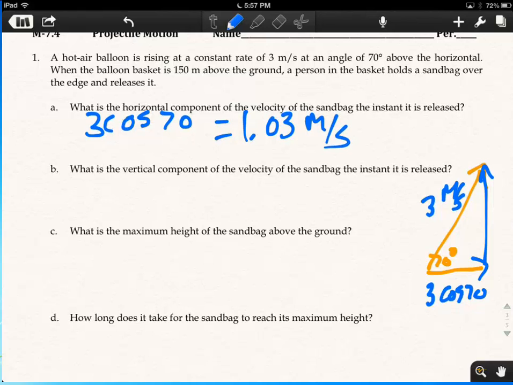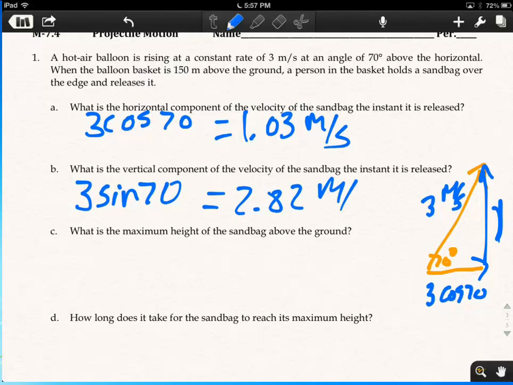1.03 meters per second. Alright, the vertical component of velocity, well, that's this side of the triangle, right? So that's just 3 sine 70, and this one should be fairly close to 3 because that angle is pretty steep. So 3 sine 70 is 2.82 meters per second.